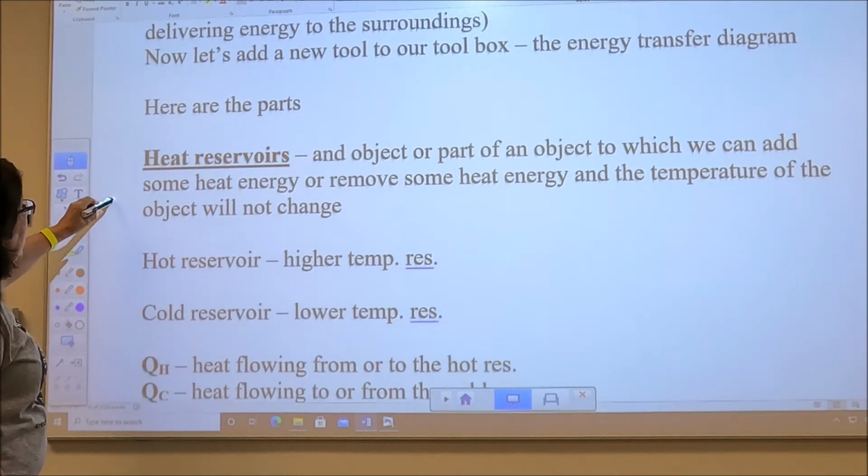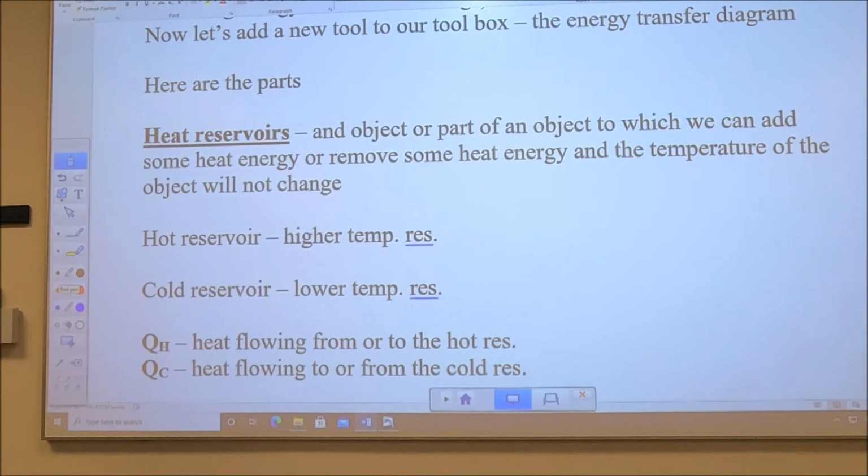Now, as we start to talk about heat engines, we're going to talk about heat reservoirs. A heat reservoir is an object or part of an object to which we can add some heat energy or remove some heat energy, and the temperature of the object will not change. So if I were to light a candle in this room in the next 10 minutes, the temperature of this room is not going to change from me lighting that candle. So the ocean could be thought of as a heat reservoir.